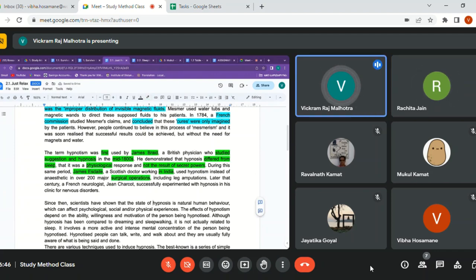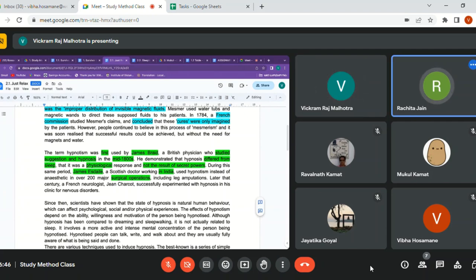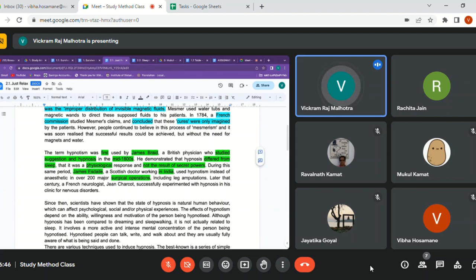Anesthetic is something that is given to the patient so that he doesn't feel pain. Either he goes unconscious or the area which is being operated upon becomes numb. But instead of using that, he used hypnosis in surgery, including leg amputations. James Iddale used hypnosis in surgical operations.